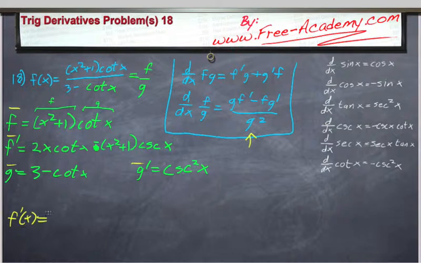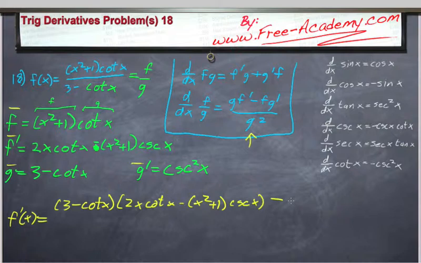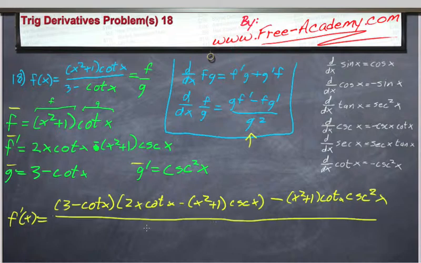So the derivative is going to be equal to g times f prime, which is 2x cotangent of x minus x squared plus 1 cosecant squared of x, minus f, x squared plus 1 cotangent of x, times g prime, which is cosecant squared of x. This is all divided by g squared, 3 minus cotangent of x squared. And just noticing really quick, this is cosecant squared. Made a little error there.